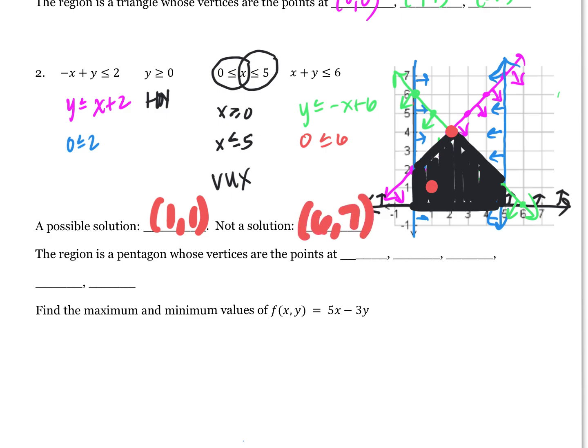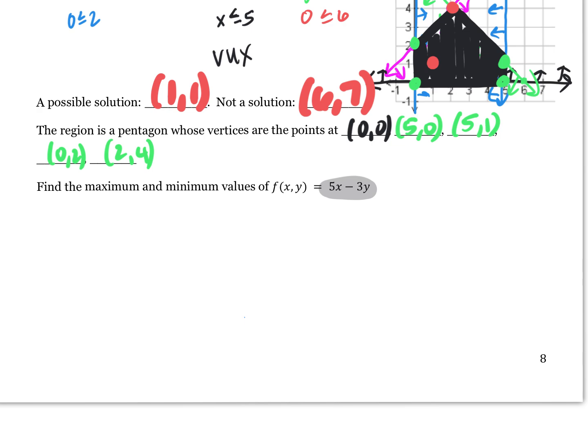Okay. What are the vertices of this house? 0, 0. What else? 5, 0. 5, 1, I think. That's very good, Jules. 0, 2. 2, 4. Good job. I'll always give you the formula for the profit equation, but all you've got to do is it says find the max and min values for the function.